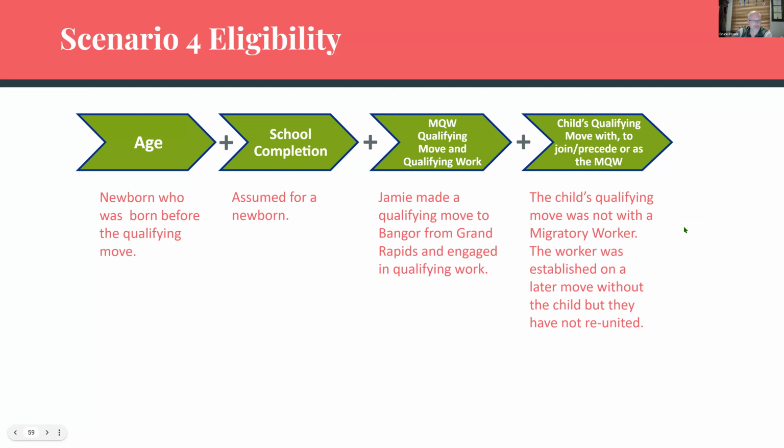The worker, Jaime, made a qualifying move from Bangor to Grand Rapids and engaged in qualifying work. However, the child never made a move with, to join, or to precede the worker in the scenario as it was written. That's related to the child's move. So they kind of moved, then he left and made some subsequent moves and established himself as a migratory worker. So everything kind of depends on them reuniting at some point for eligibility to be possible.